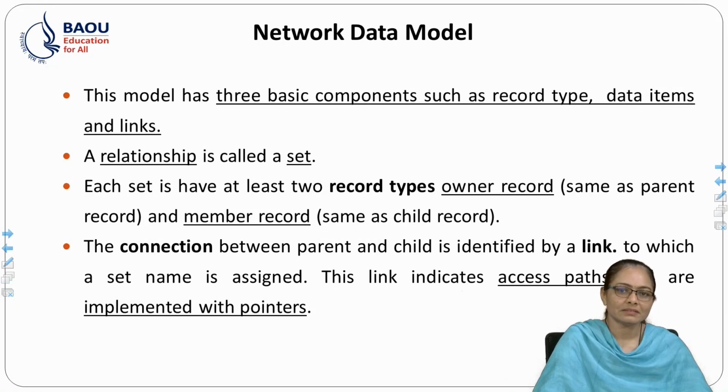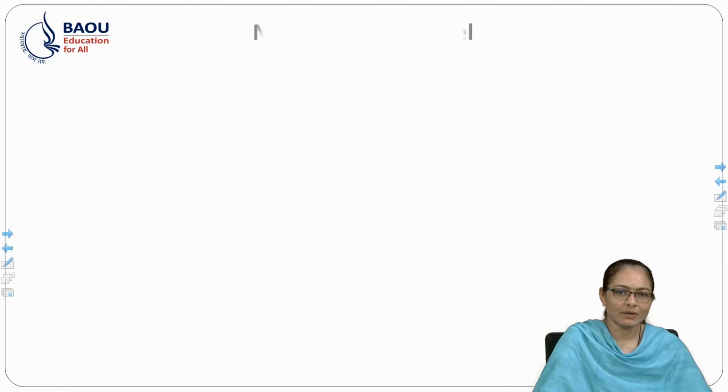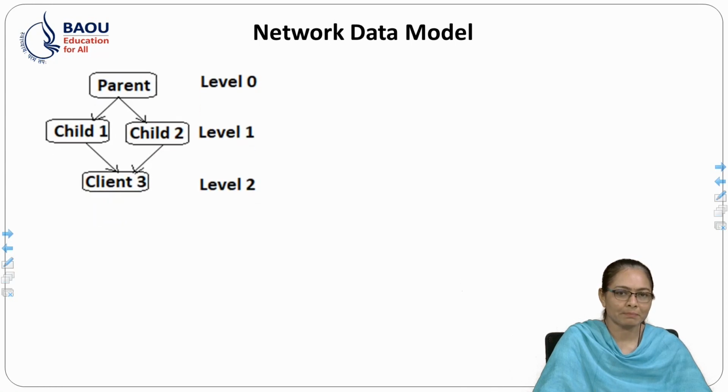Now, in the network data model, here we give some examples. In this figure, one parent has multiple children, child 1 and child 2, and child 3 has multiple parents like child 1 and child 2. So we can see here child 3 has 2 parents, child 1 and child 2. In the network model, it is possible. It allows one child to have multiple parents.